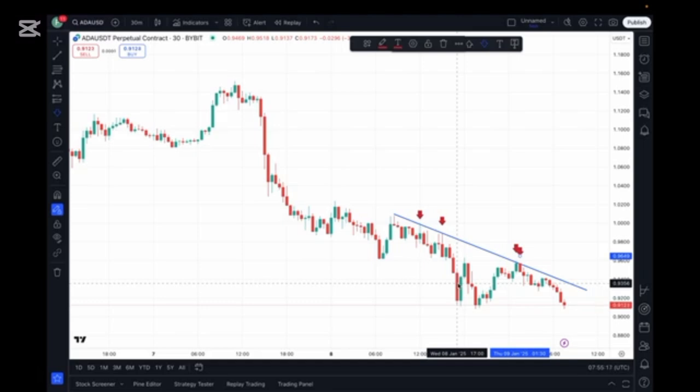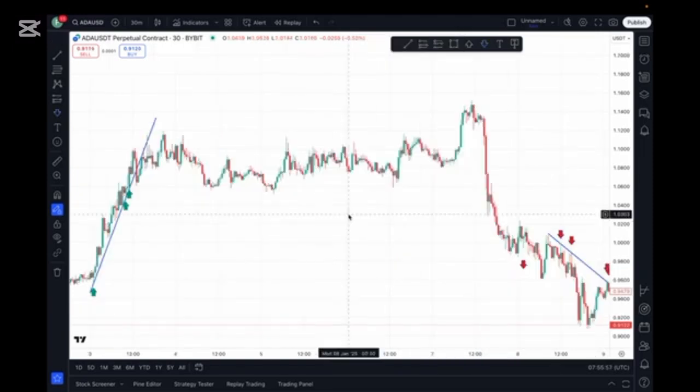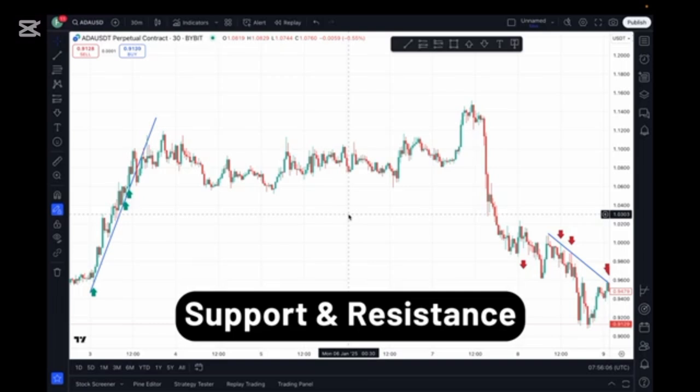Now we have another trend line called the sideways trend line, but it's going to take us to our next step, which is how to draw key levels. So key levels is when you can identify this third trend line. Now for the key levels on the chart, we have two main key levels, which are the support levels and the resistance levels.